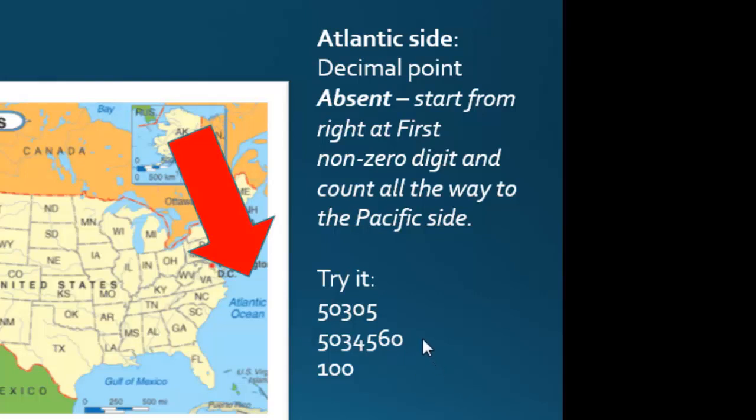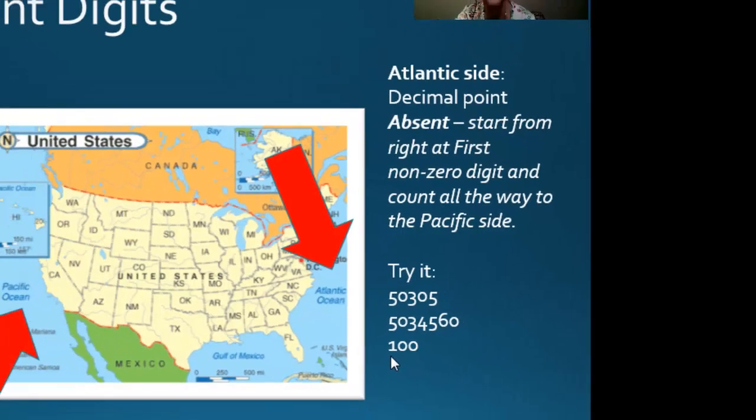Let's take a look at the second number. Now this one does have a 0 present on the end, but still the decimal point is absent. So I would start at the 6, the first non-zero number, and go all the way to the end. That would give me 1, 2, 3, 4, 5, 6 significant digits. And now for the last number in my group, 100. There's no decimal point. I start at the first non-zero digit, which is this 1, all the way to the end. That's only one significant digit.